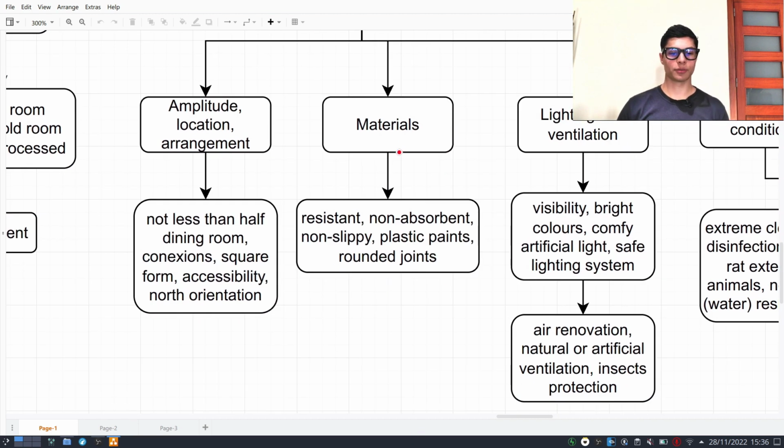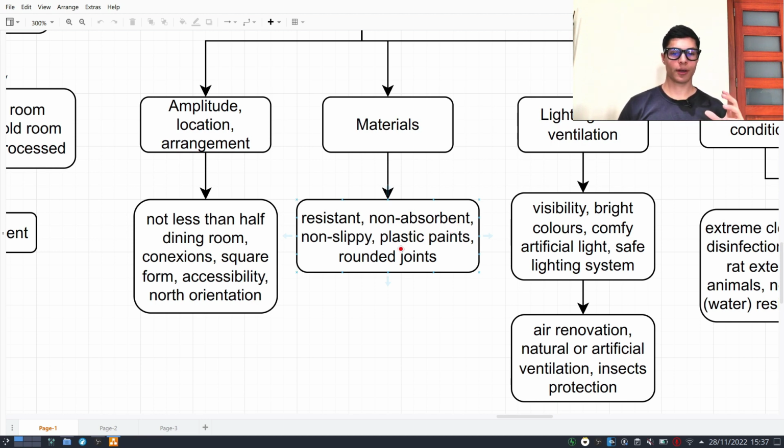Then about the materials. Well, the materials must be resistant, non-absorbent and non-slip. Here we are talking about the surfaces. Non-absorbent because if they absorb something, what will happen is cross-contamination, because some of the bacteria will get inside and then be transferred to another food.